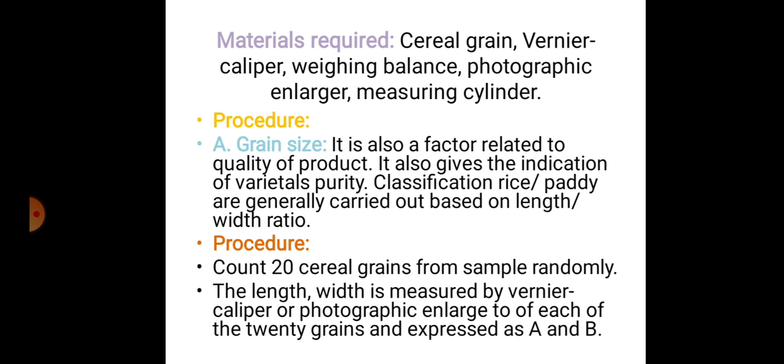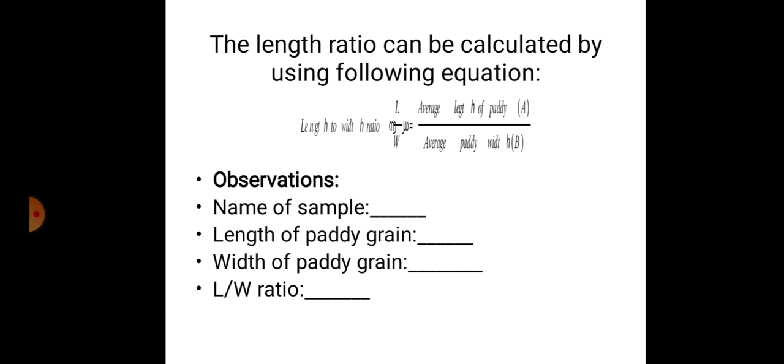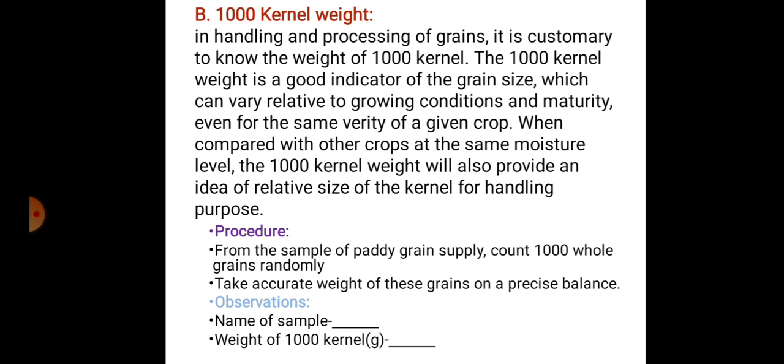Procedure: count 20 cereal grains from the sample randomly. The length and width of each of the 20 grains is measured by vernier caliper or photographic enlarger and expressed as L and W. The length to width ratio can be calculated using the following equation: length to width ratio equals average paddy length by average paddy width. Observations: name of sample, length of paddy grain, width of paddy grain, L by W ratio.